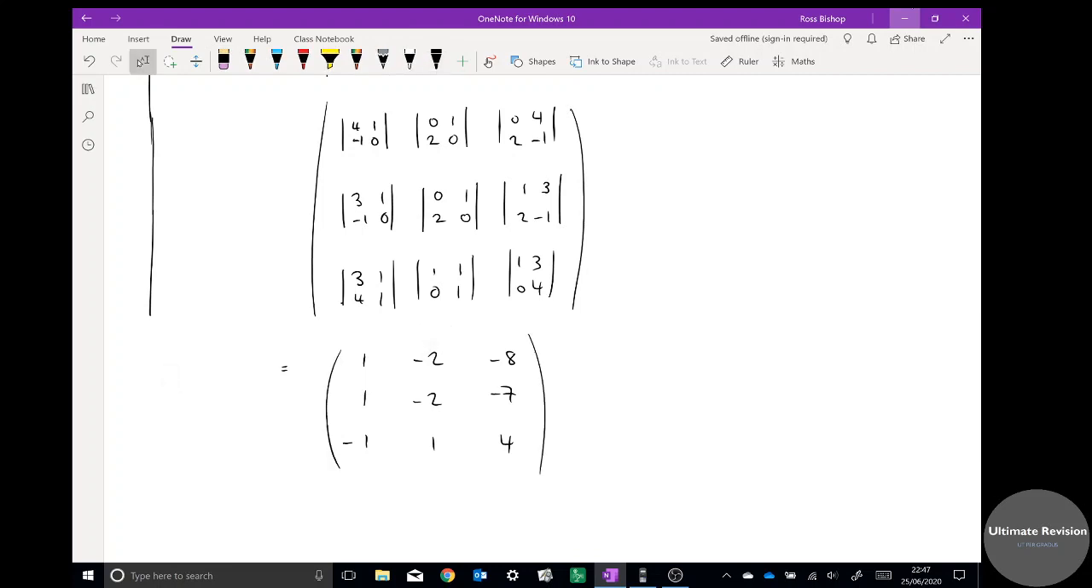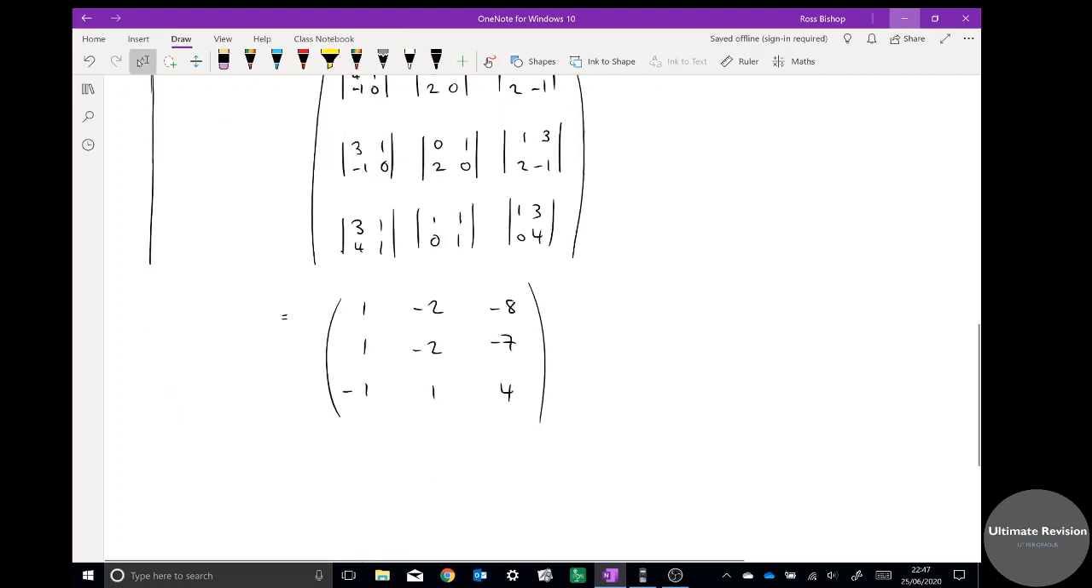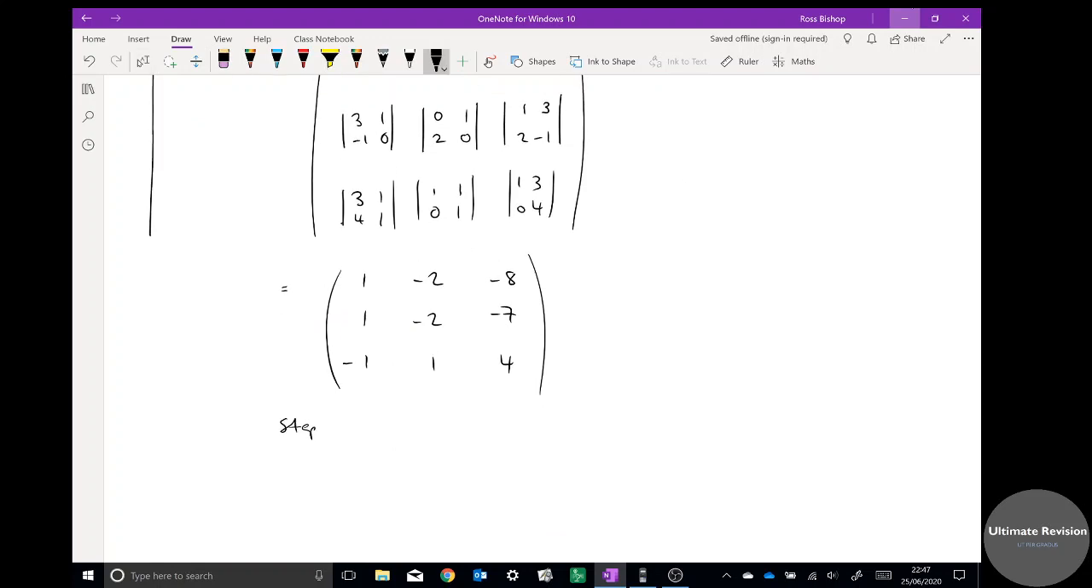That's called the matrix of minors. Right, that's step 2. We've still got a fair way to go, I'm afraid. Step 3, we then work out the matrix of cofactors.